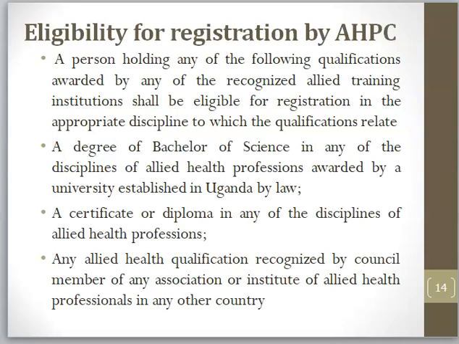Eligibility to register with the allied health professionals council. So after you have trained in these institutions, how do you register? Of course, if you are holding a qualification awarded by any recognized allied training institution, you will be eligible to be registered by the council. Or you are a degree or bachelor holder in the discipline of allied health professionals as stated by the law, or a certificate or diploma holder in the discipline, or you are registered in other countries. Also, you may be registered in Uganda, but this one you have to first undergo some scrutiny.